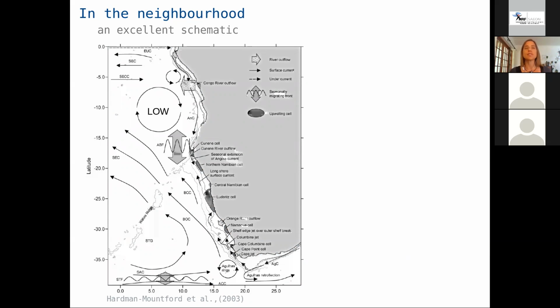This is one of my favorite schematics of the Benguela system. It shows us all of the major features. We've got the broad Benguela, it's quite tidy in this figure.